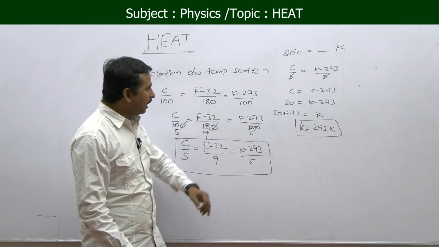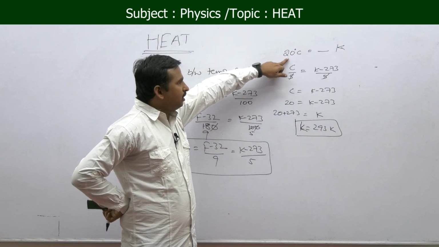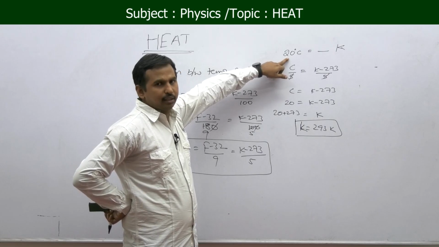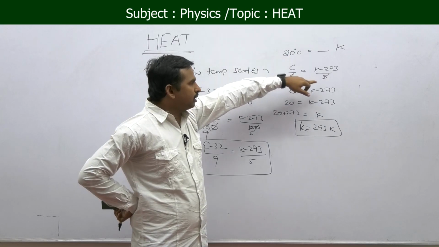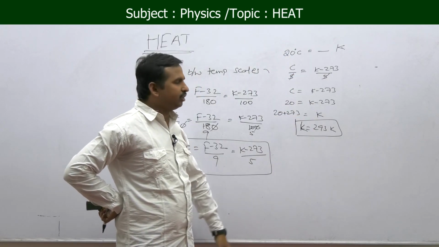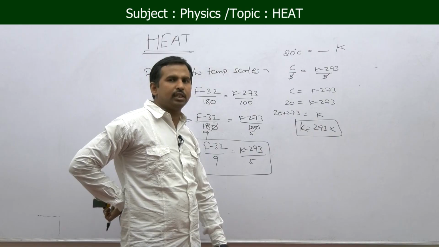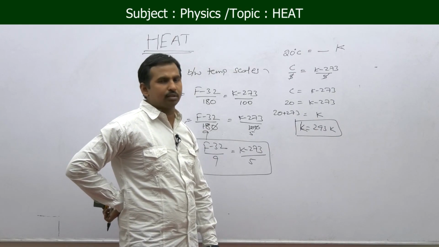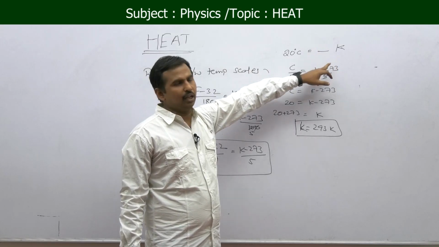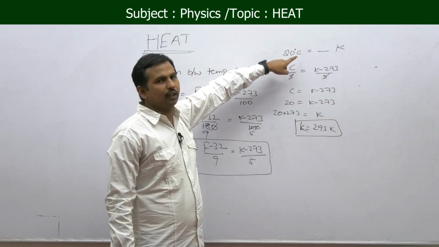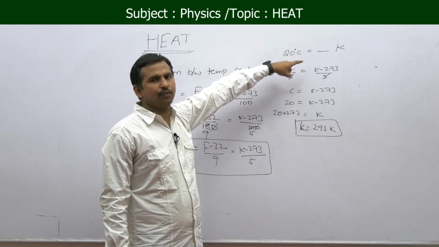If you observe here, the temperature raised is 20 degrees Celsius. For that 20 degrees Celsius rise, 293 minus 273 also increased by 20 Kelvin. So, that is why for the Celsius scale and Kelvin scale, how much is the rise we have for 20, how much is the rise we have for Celsius?